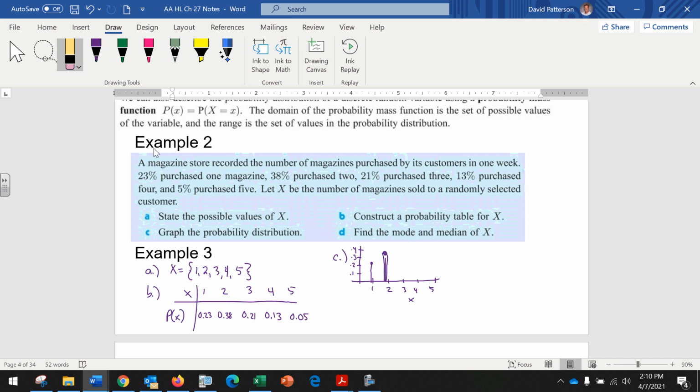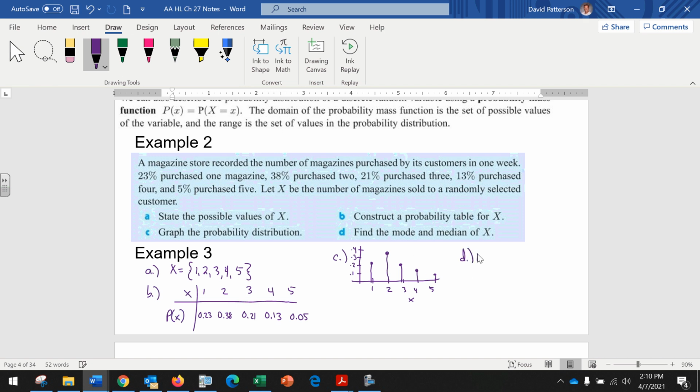You know what? I don't like that one. I'm going to do that one all over again. So 0.38, much better. 0.21, 0.13, and 0.05. All right.